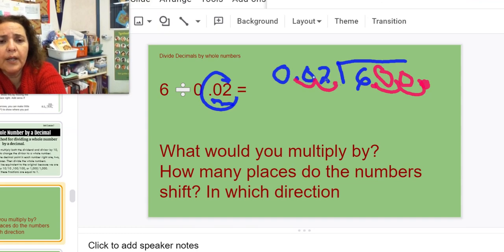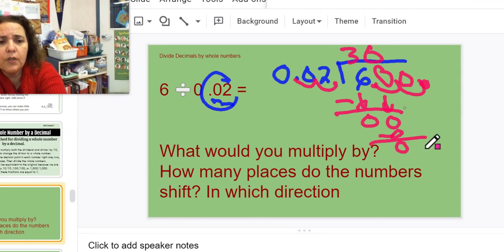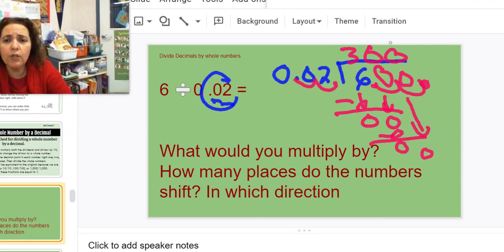Now it just becomes 600 divided by 2. 2 goes into 6 3 times, minus 6, 0. Bring down my 0. 2 goes into 0, 0 times, minus 0, 0. Bring down my last 0. 2 goes into 0, 0 times, 300. So 2 different ways to solve it, right?